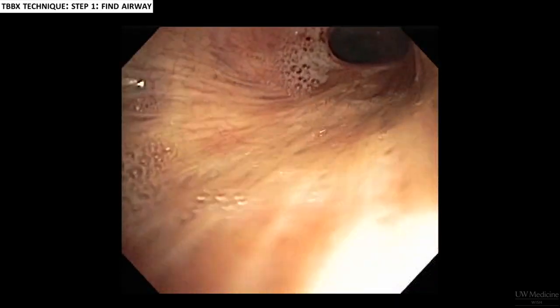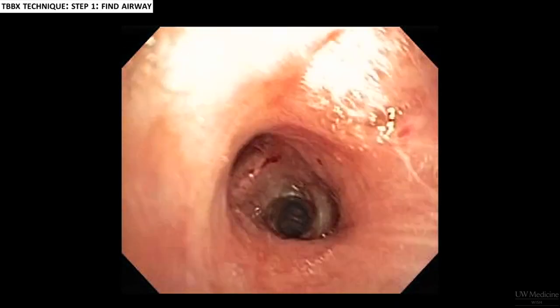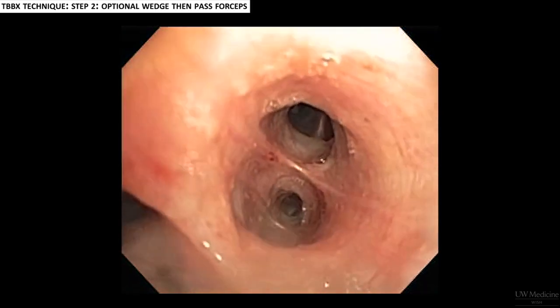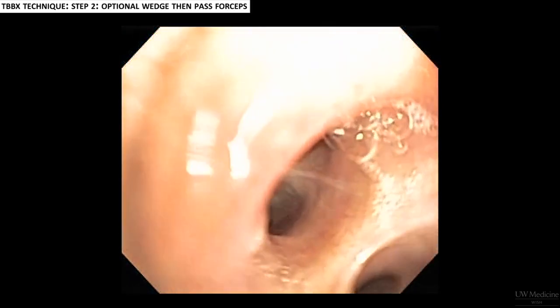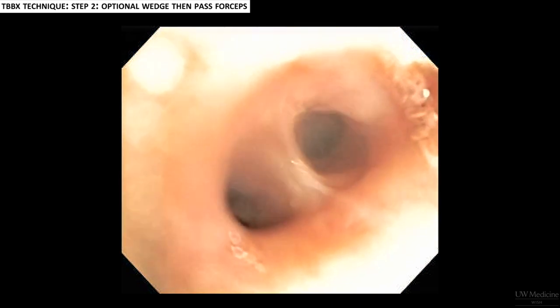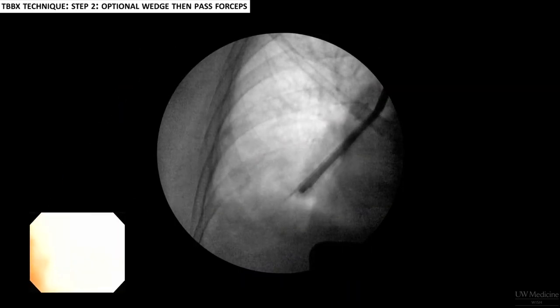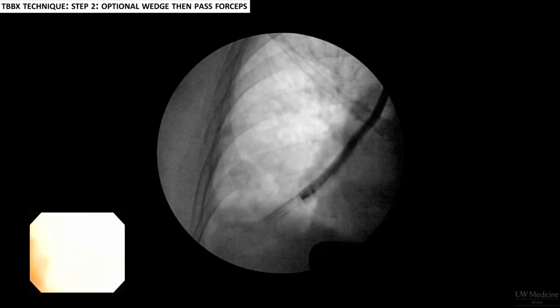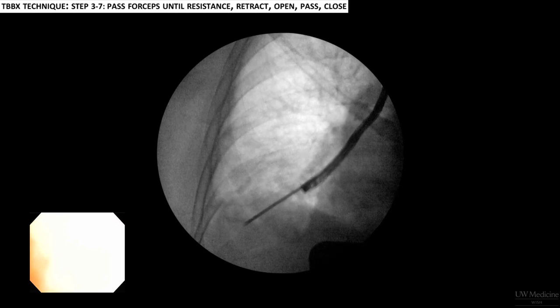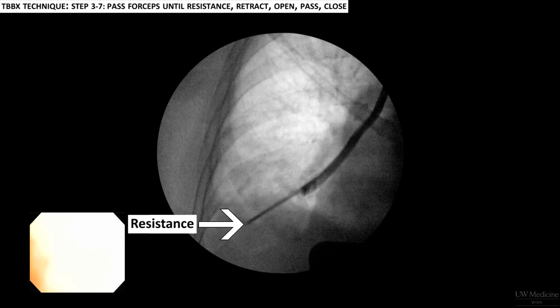When it is time to take the transbronchial biopsies, maneuver the bronchoscope into the chosen airway. Here you can see the bronchoscope wedging in the right lower lobe lateral segment, and vision is lost. The forceps are passed through the working channel, and attention turns to the fluoroscopy screen. Continue passing the forceps until you meet resistance, or until you can see on fluoro that your forceps are within a centimetre of the pleural surface, whichever comes first.